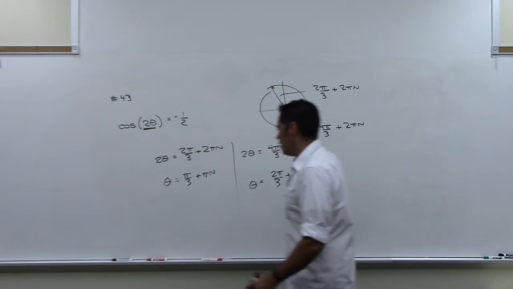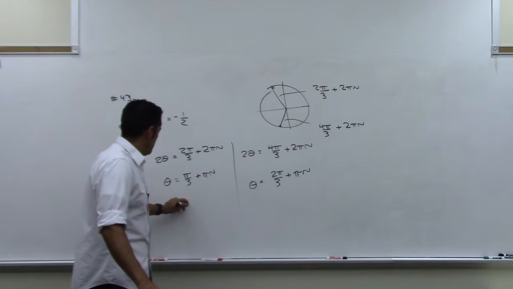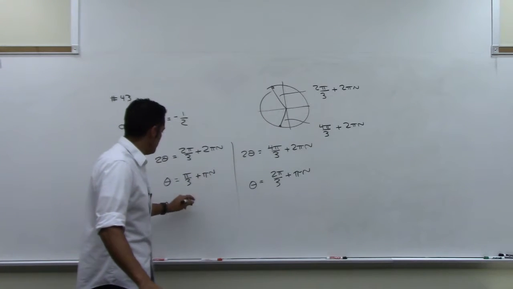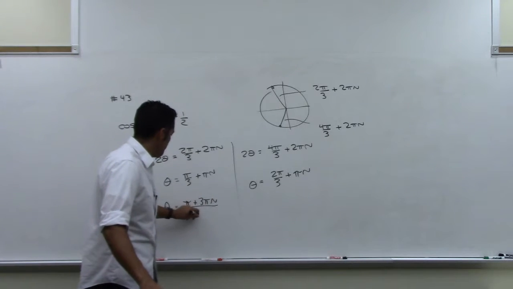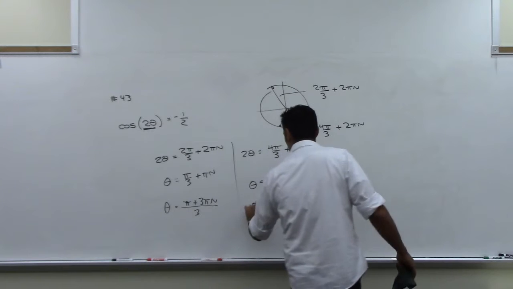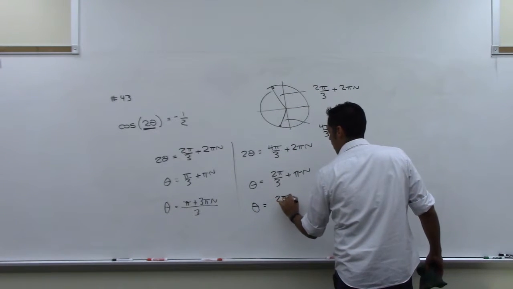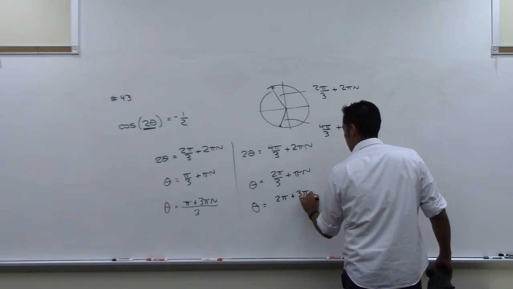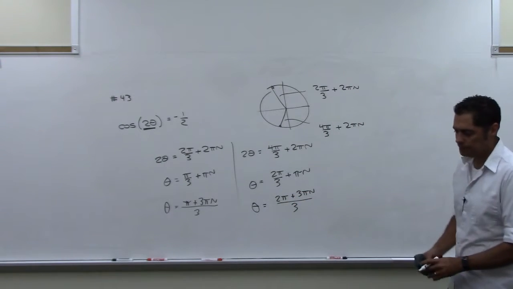We could get a common denominator on these, or not, but I'm going to do it. I had multiplied 3 on top and bottom here, so pi plus 3 pi n over 3. Over here, again, multiply top and bottom by 3. So 2 pi plus 3 pi n over 3. So those are our general solutions.